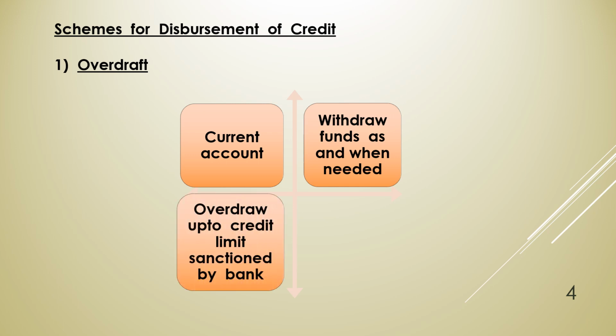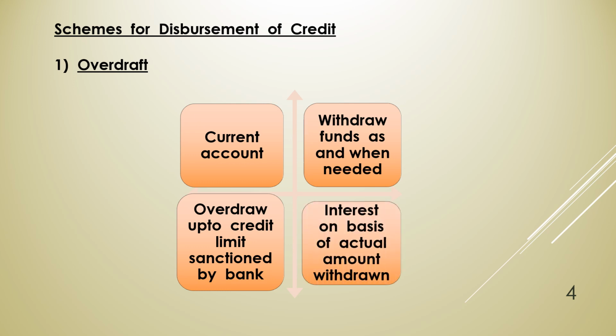However, it can overdraw only up to a credit limit which is sanctioned by the bank. Further, the bank charges interest on the basis of the actual amount which is withdrawn from the bank. Thus, overdraft facility is considered to be a short-term loan facility which is provided by the commercial banks. All the corporate houses definitely have an advantage of this facility, as it is a short-term loan facility provided by the commercial banks as and when they are in need of funds.